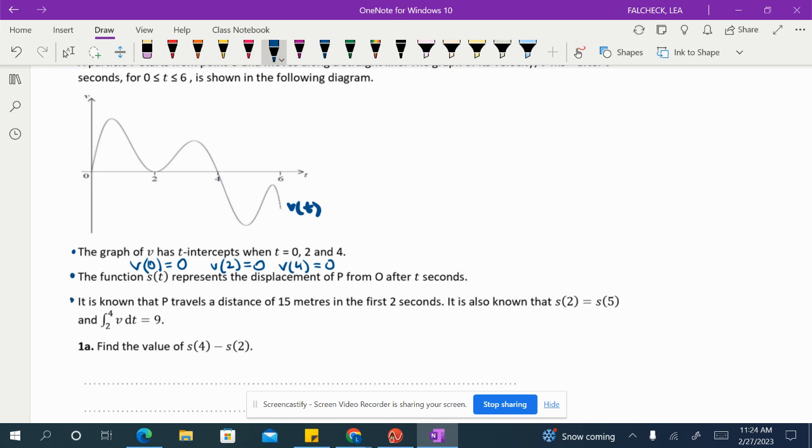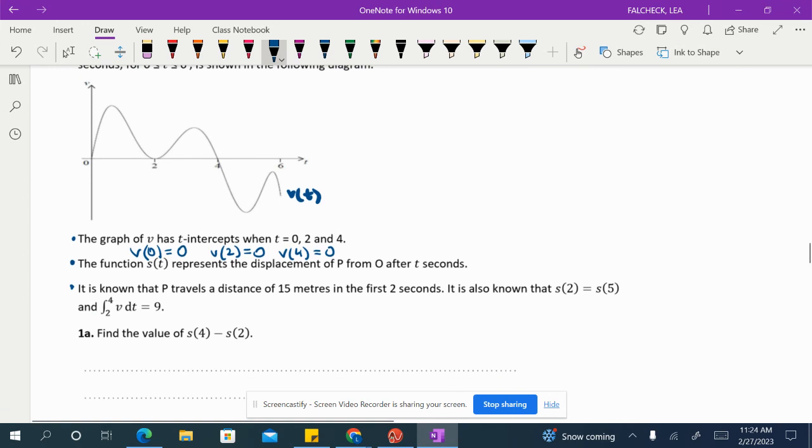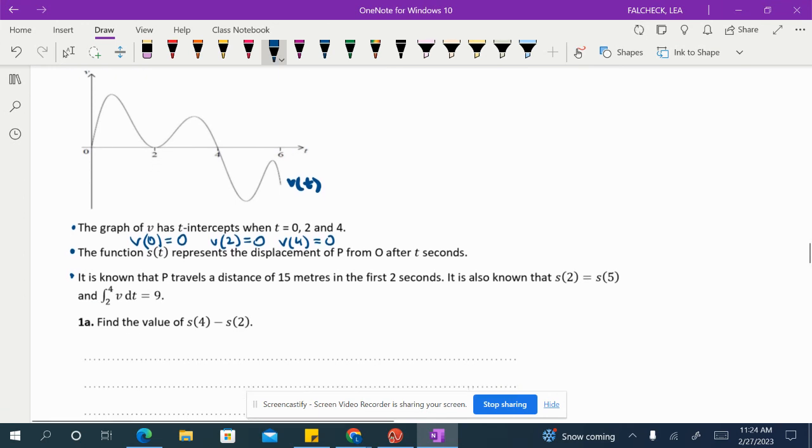of information later. The function s of t represents the displacement of P from the origin after t seconds. The way we would generate s of t is by integrating the velocity function with respect to time. That would give us s of t, which is the displacement function.